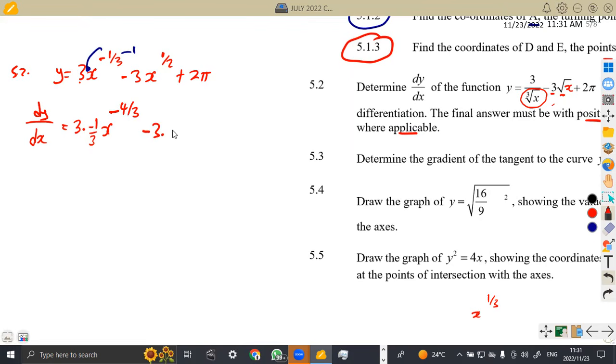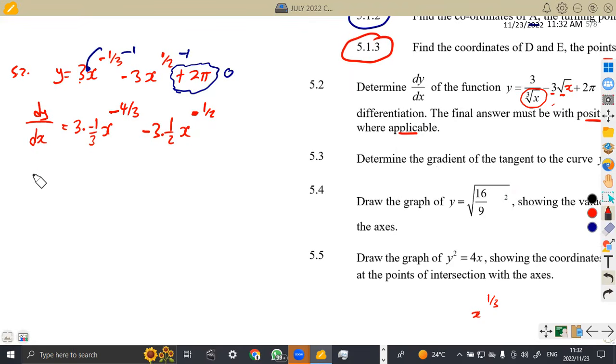Then we move on to -3 and do the same. -3 times, we drop the exponent, so it's going to be 1 over 2 x. We subtract 1, just like what we did, so it's a half minus 1, which is minus a half. Then we've got 2 pi. Remember, we do not have x, so the derivative of a constant is equal to 0. There is nothing that we're going to write there.